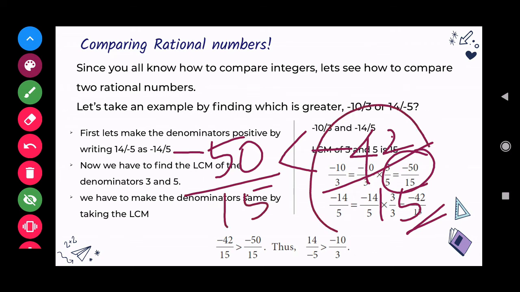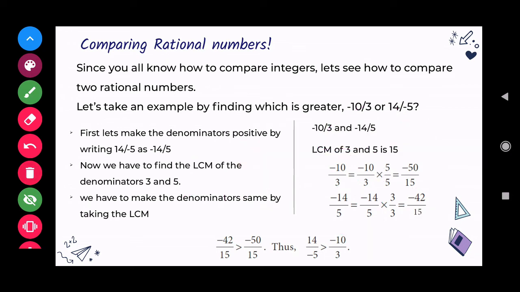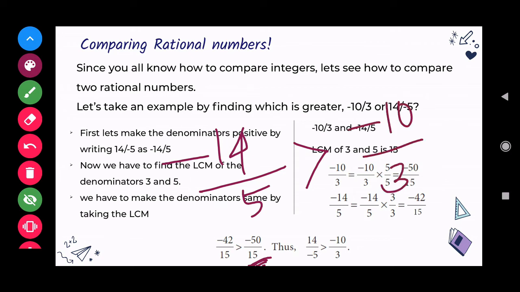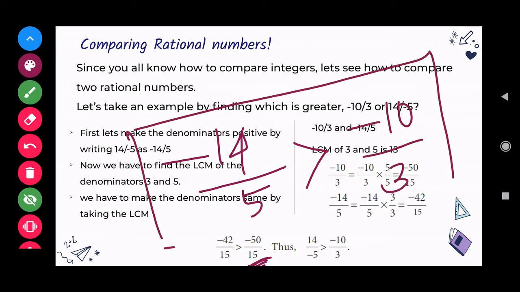Therefore, what does minus 42 by 15 correspond to? Minus 42 by 15 corresponds to minus 14 by 5. And what does minus 50 by 15 correspond to? Minus 10 by 3. So that is how you compare any two rational numbers.